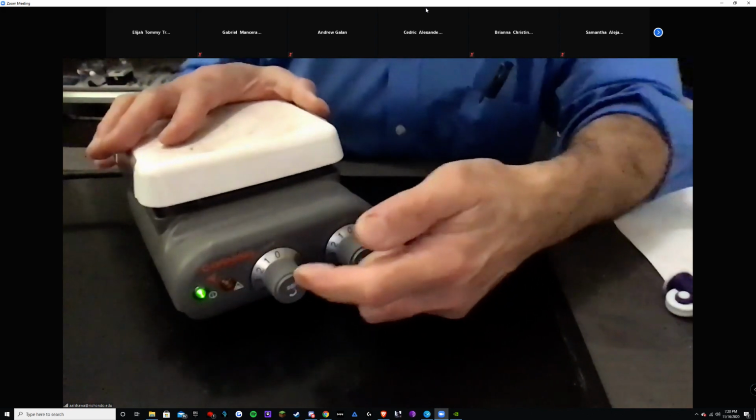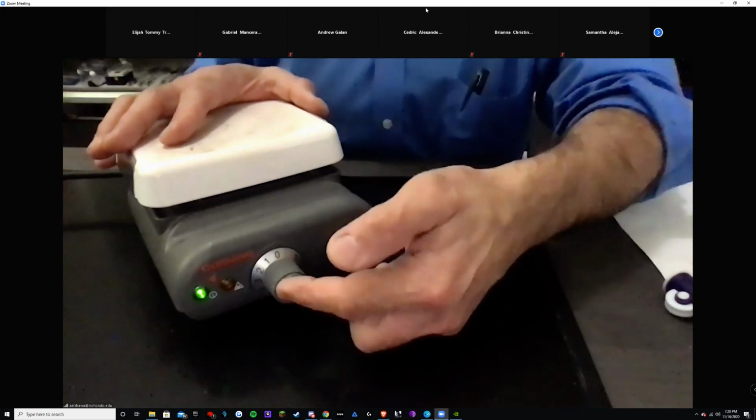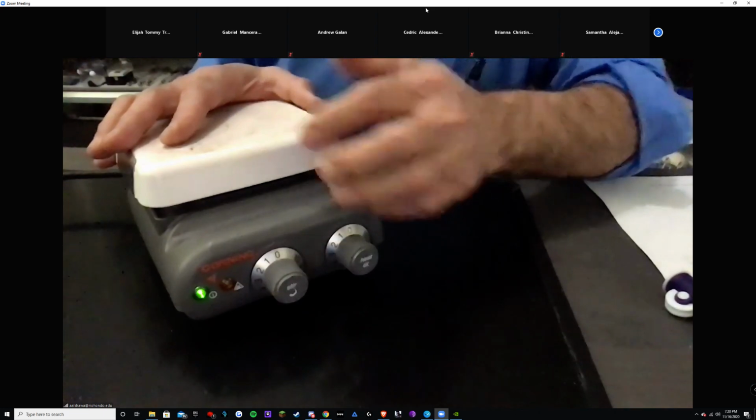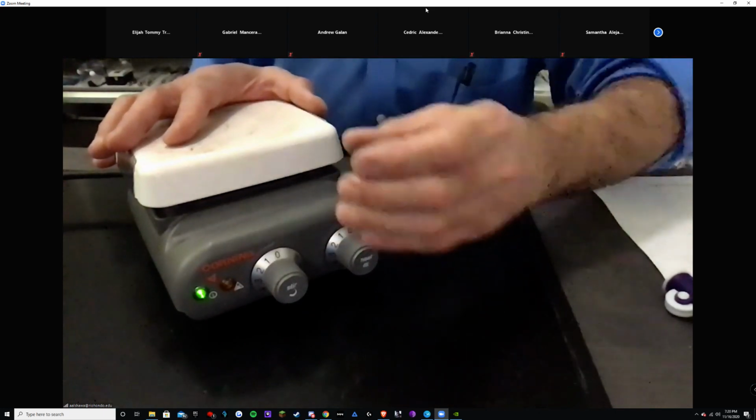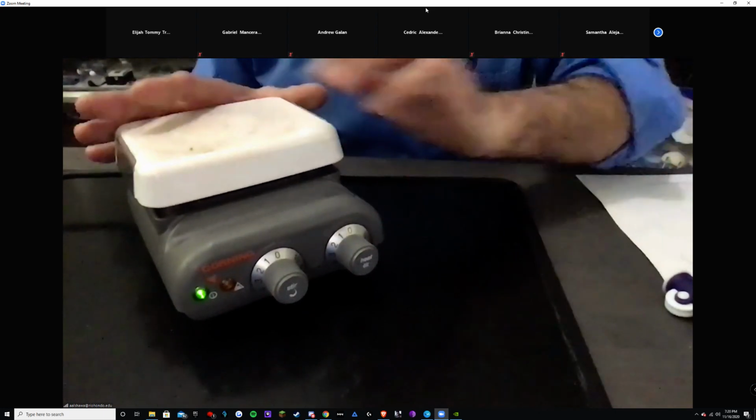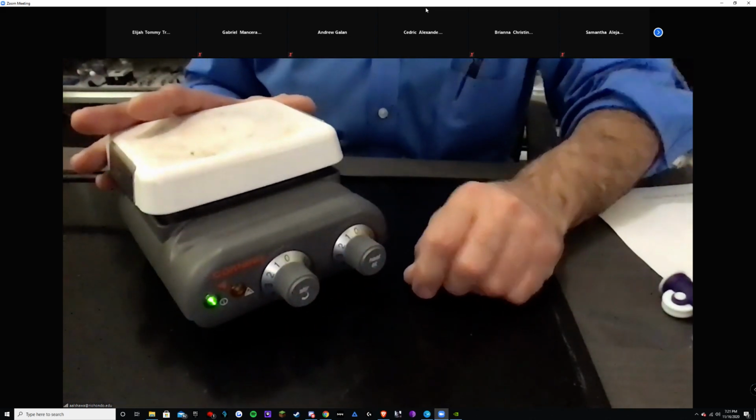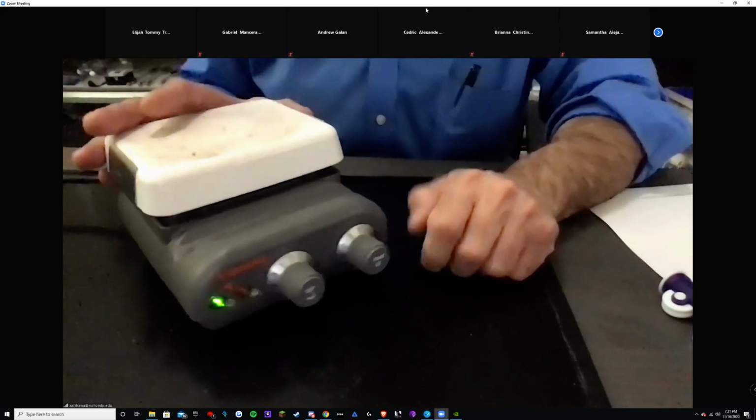So I'll be using a magnet and a stir knob. There's a heater, there's a stir. I'll be using the stir to stir the solution for me instead of just manually shaking the solution every time I add acid to the base. I want to use the magnetic stir. It'll stir the solution for me automatically, so I relax.